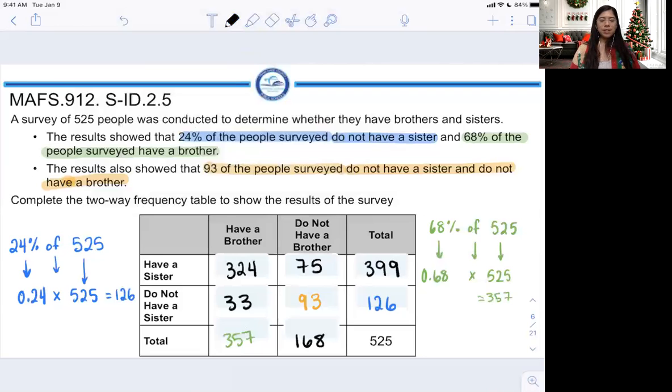Any questions on how we filled in all of this info? I have another question. They told us that 93 of the people surveyed do not have a sister. So how do I find out what percent 93 people is of the total? You would do 93 out of 525, 93 divided by 525.